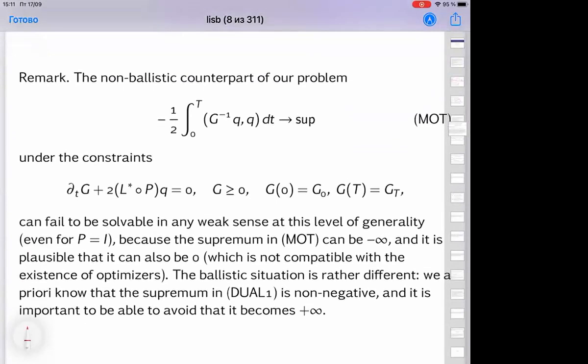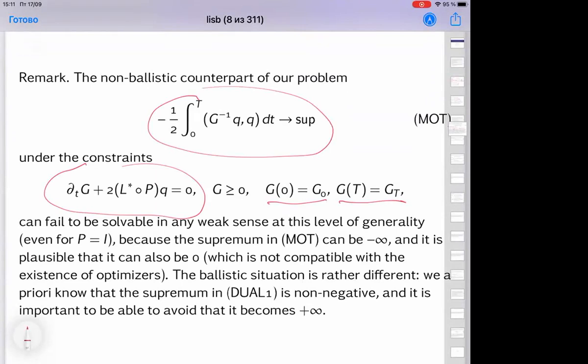Just a remark: if you have the non-ballistic version, you drop this weird ballistic term, but you now involve two, initial and final values. Of course, formally you can write this in the matrix-valued setting. So this is like Benamou-Brenier, but a very abstract one, right? This corresponds to the constraint, and this corresponds to the minimization.